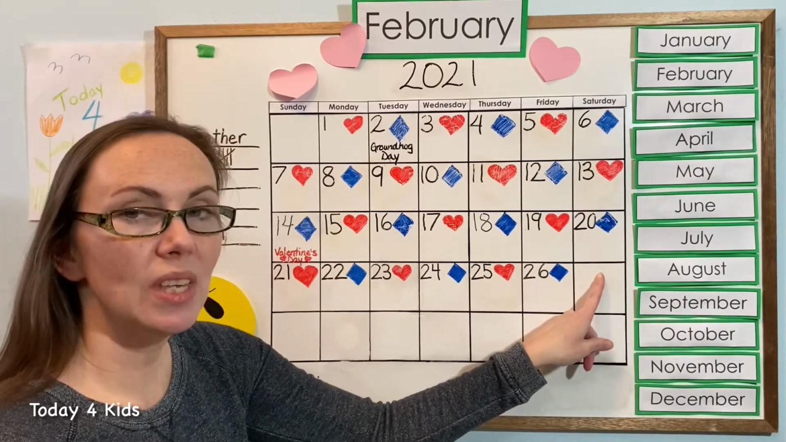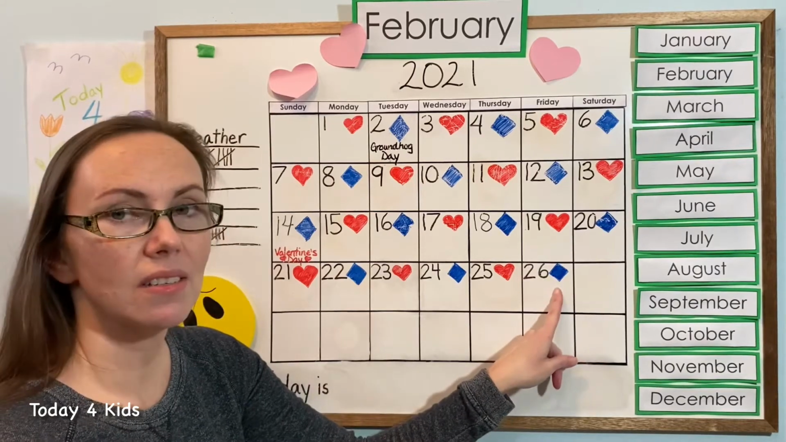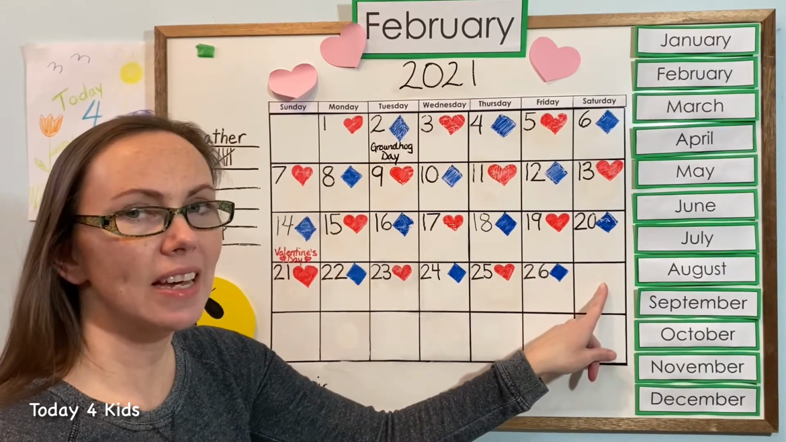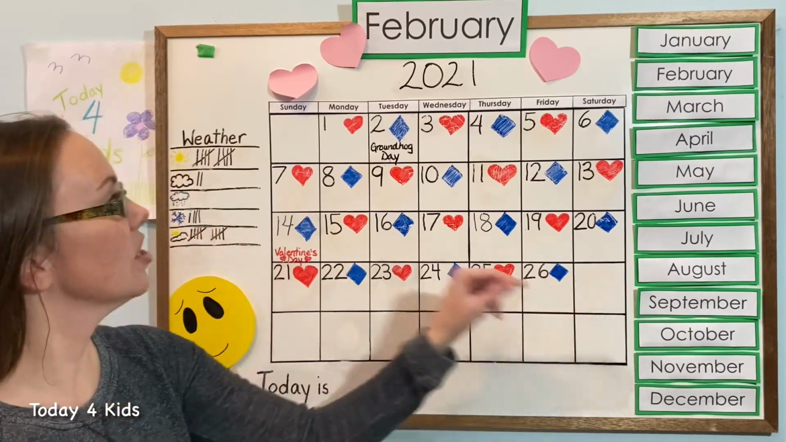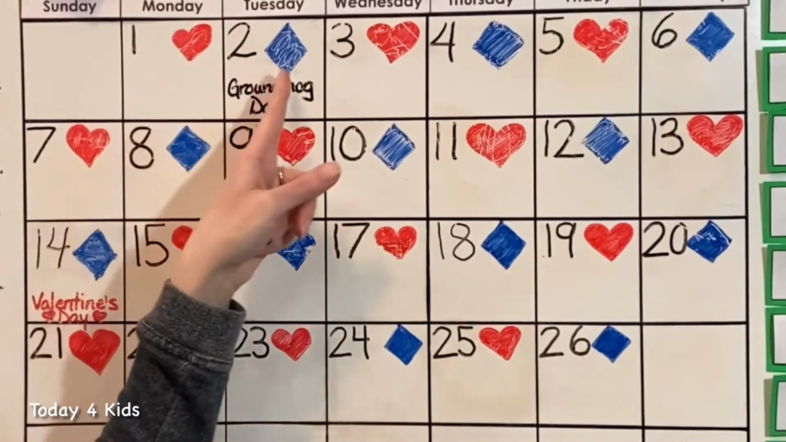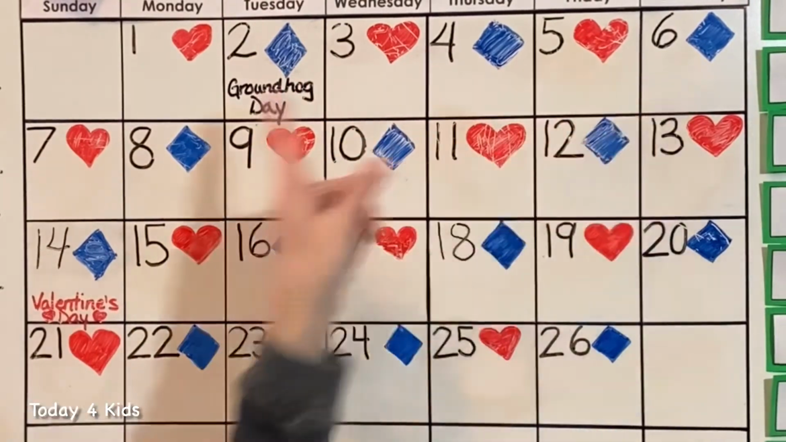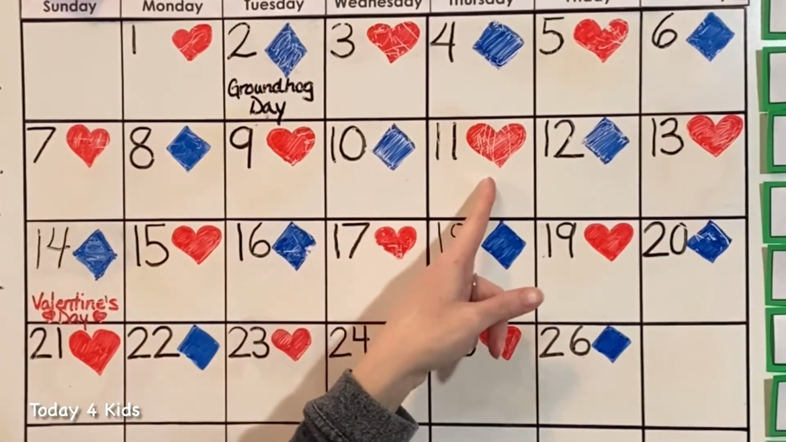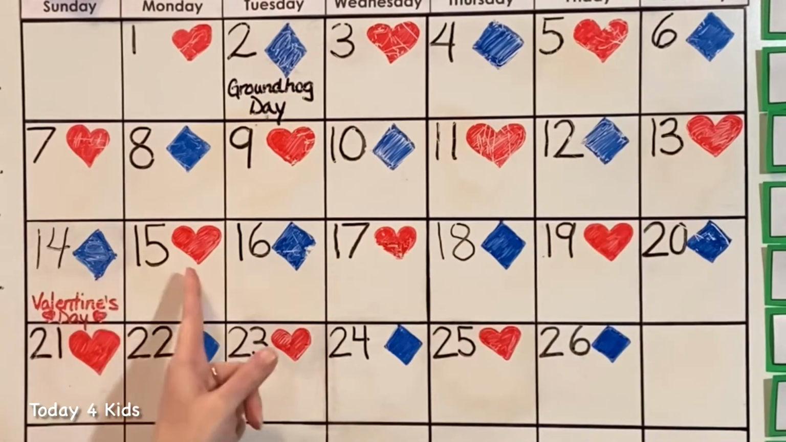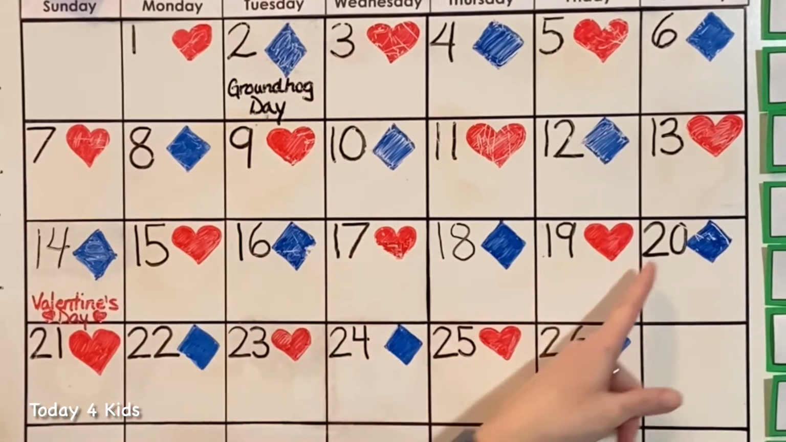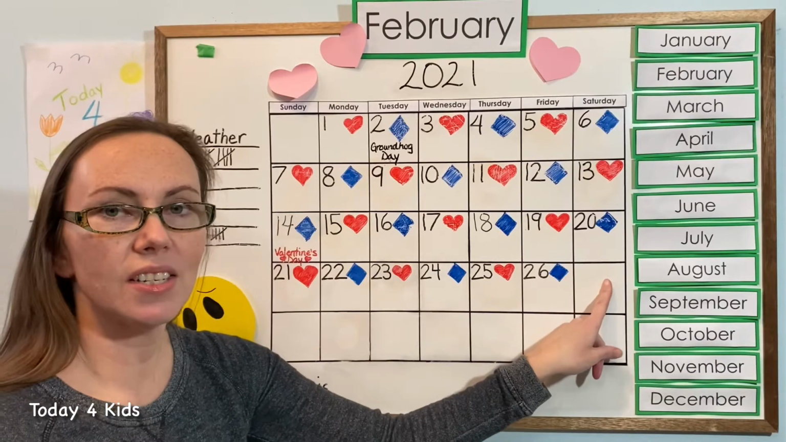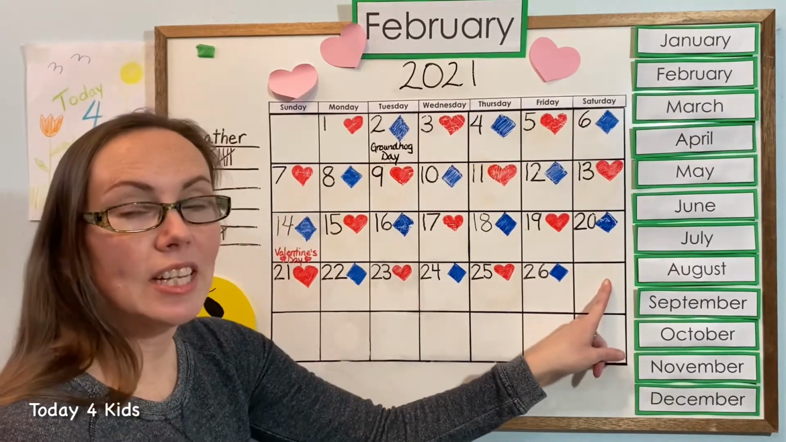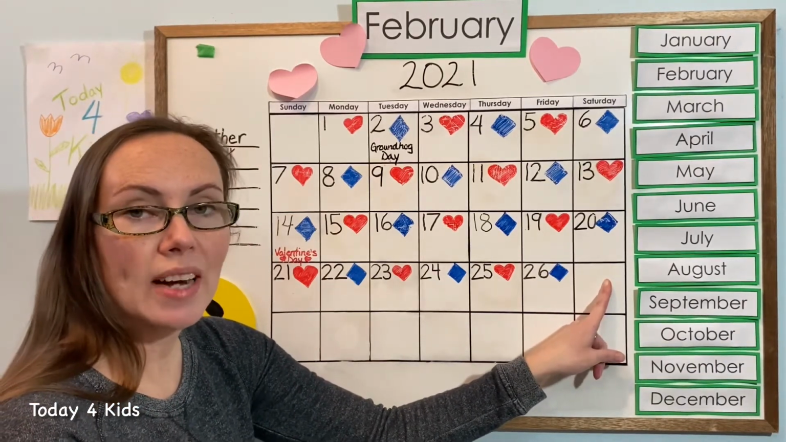So what shape do you think comes next after the blue rhombus? What do you think comes next? I hear some great guesses. Let's go back to the beginning of our pattern and say it together and see if our guess is correct. Are you ready? Red heart, blue rhombus, red heart, blue rhombus, and so on, until red heart. Did you guess red heart? Good job.